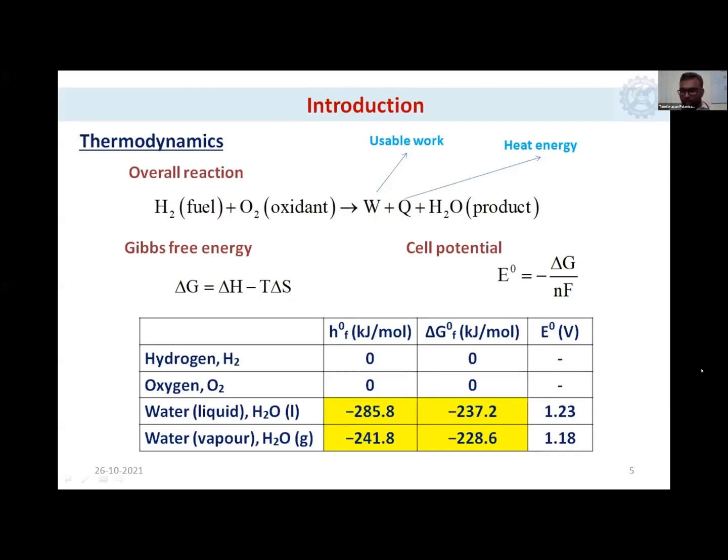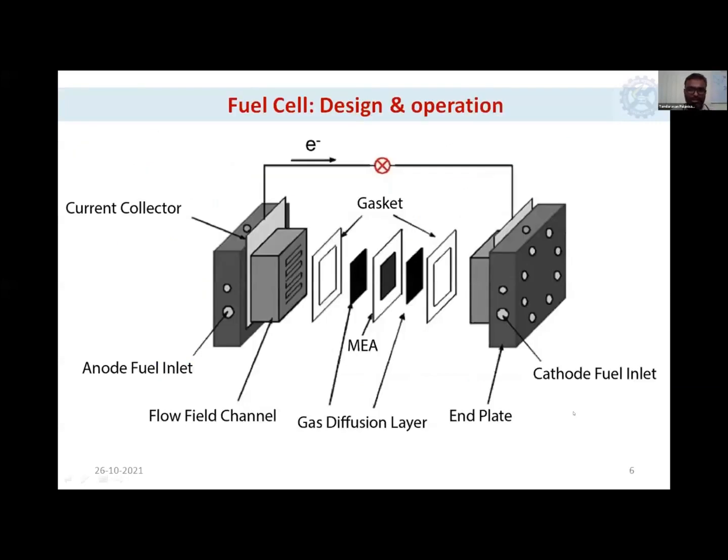Okay. And if it is in the vapor form, then you will get 1.18 volt. All these things are theoretical values, but whatever value you get practically will be much lesser than this, somewhere close to 1 volt. Okay, and I'll tell you why this 1.23 volt has dropped to 1 volt in the subsequent slides.